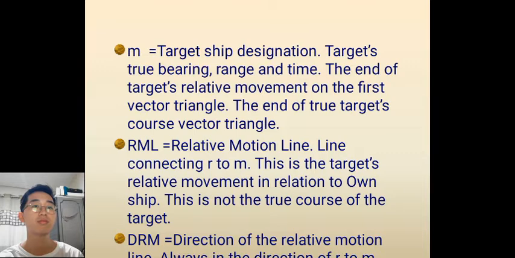RML, or relative motion line, is the line connecting R to M. This is the target's relative movement in relation to own ship. This is not the true course of the target. DRM, or direction of the relative motion line, is always the direction of R to M.